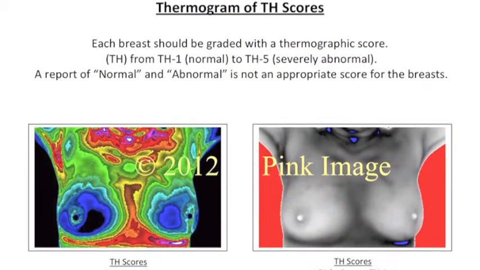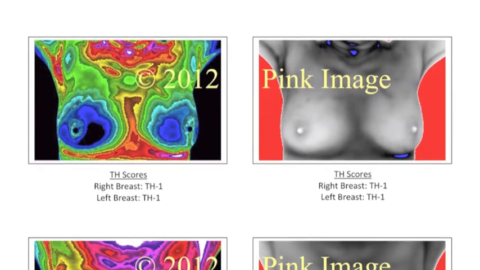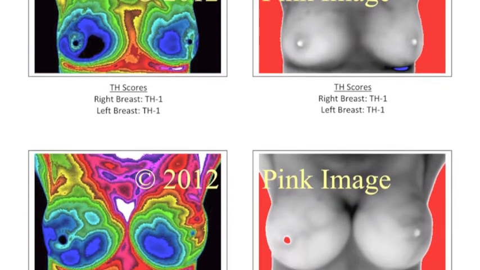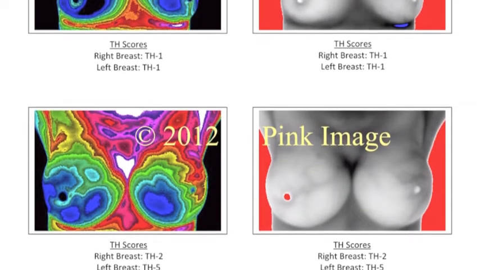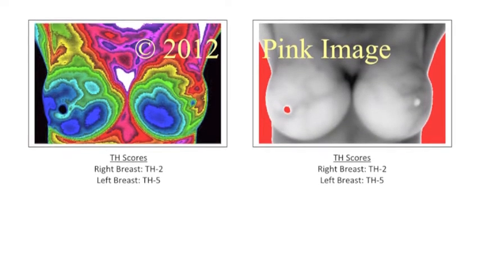The first thing we're going to discuss is the TH score. Each breast is graded on a thermographic score, a TH score. The score is between 1 and 5, 1 being normal and 5 being severely abnormal. What is important to realize is that each breast is given a score. Now, many thermography clinics use abnormal or normal. This is not acceptable. Each breast has to have a score.